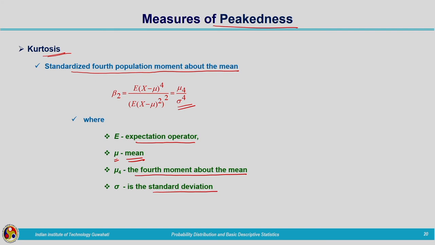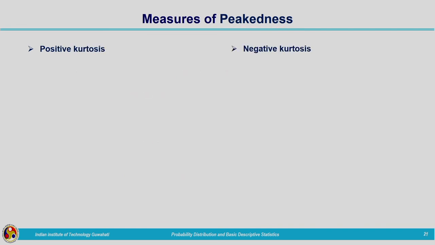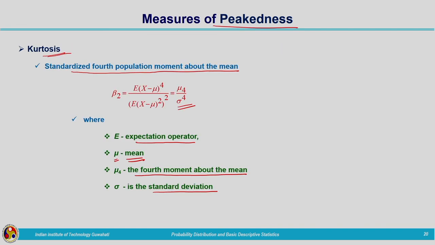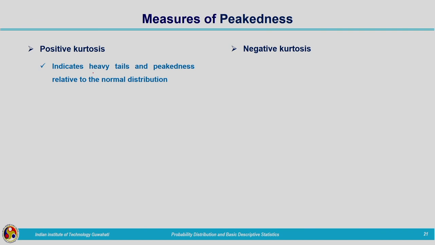Mu 4 is representing the fourth moment that you can calculate with the data points, and sigma is representing the standard deviation. Mu 4 divided by sigma to the power of 4, that is our coefficient of kurtosis, standardized fourth population moment about the mean. Now, in this case also, as in the case of skewness, we are having positive kurtosis and negative kurtosis. Positive kurtosis indicates heavy tails and peakedness relative to the normal distribution.